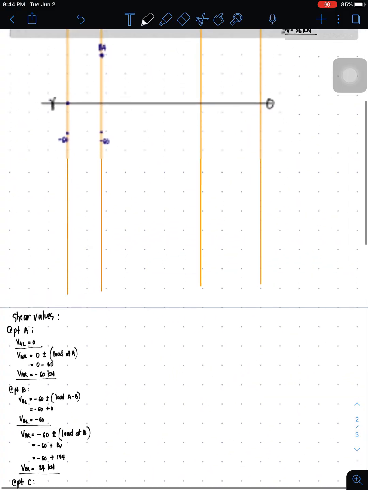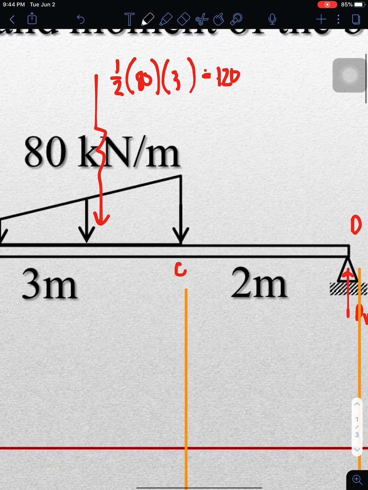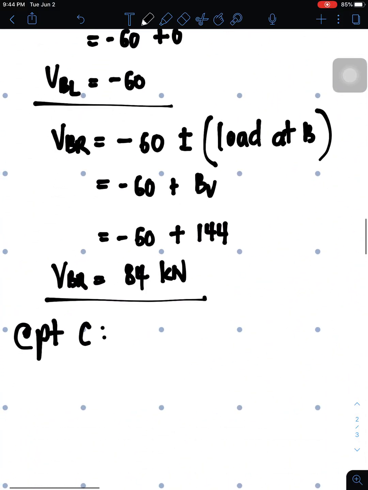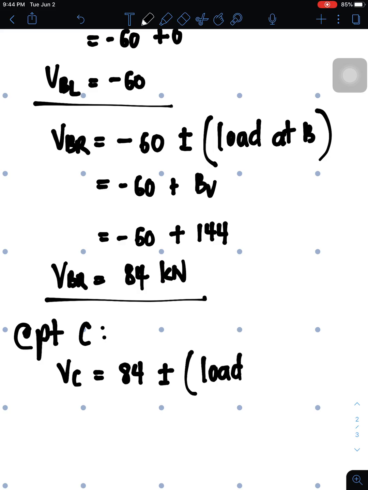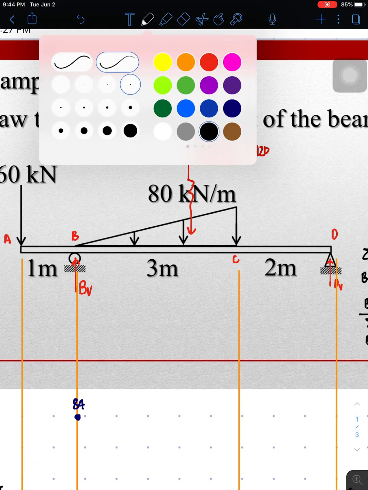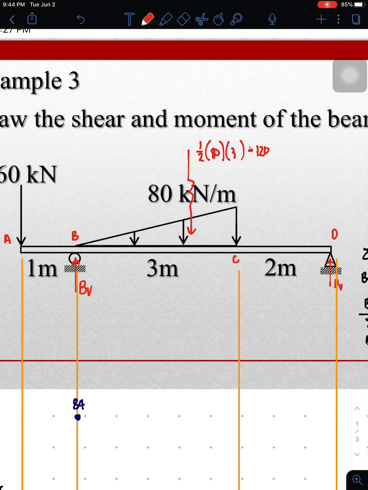C. So to evaluate at point C, is there a concentrated load? At point C, there is no concentrated load. It is just the end of the distribution. So one value at C. You copy the previous value, which is 84, then plus minus the load from B to C. So copy 84, load from B to C. Load from B to C is the distribution, no? So it's 120.